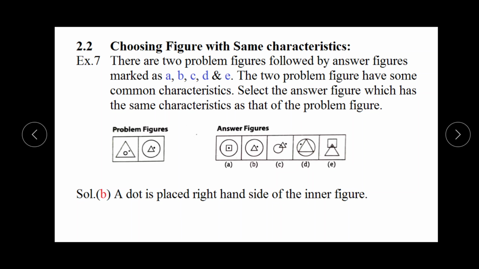There are also 2 figures, an inner figure and an outer figure, and the dot is to the right side of the inner figure. Here also the dot is to the right side of the inner figure. That is, the second option has the same characteristic as the problem figures. I hope you all understand about this. Thank you.